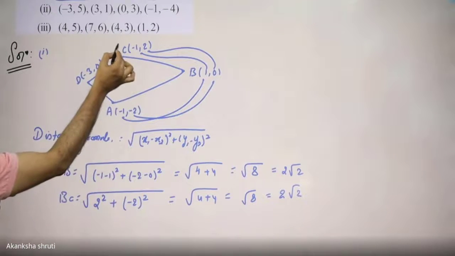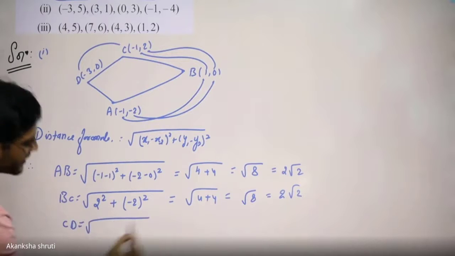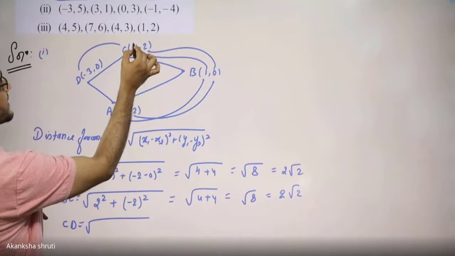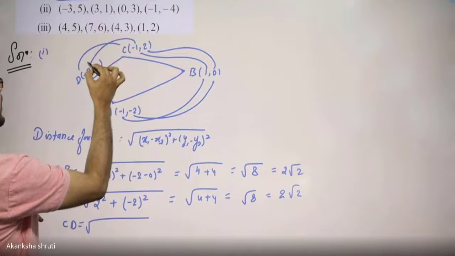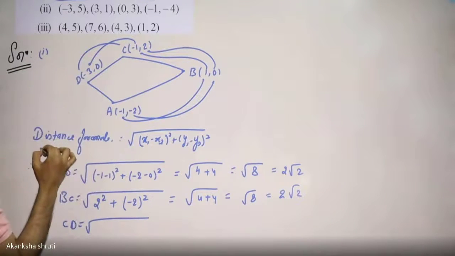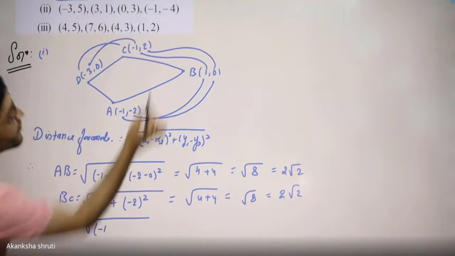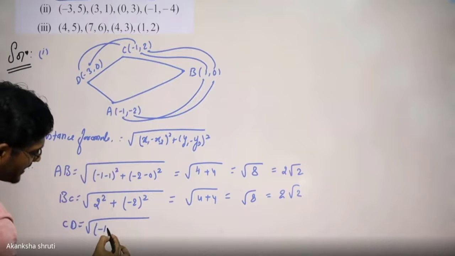Come to C and D. So CD is given by the under root of the difference of their x coordinates. So 1 minus of minus 3. It becomes plus 2. It is like this. 1, which is already minus, means minus 1.